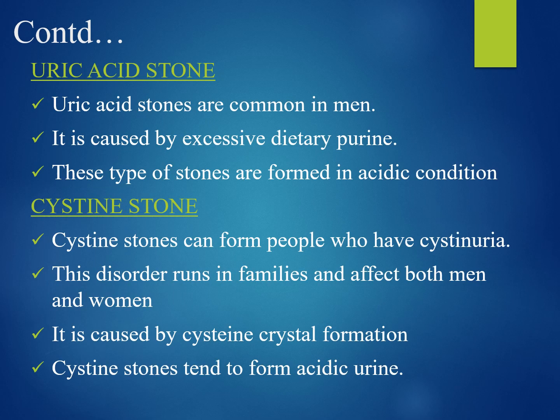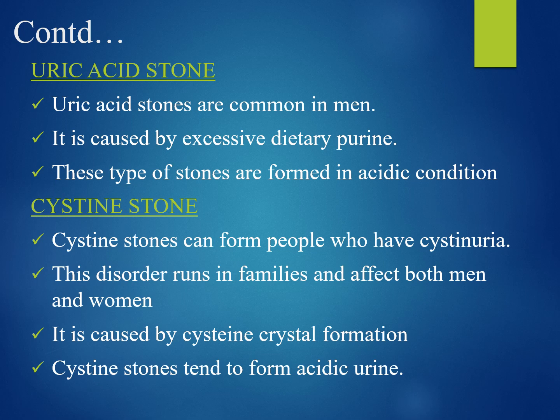The third type of stone is uric acid stone. Uric acid stones are more common in men. It is caused by excessive dietary purine. Uric acid stones are formed when the purines are degraded into uric acid. When the dietary intake of purine is high, obviously the uric acid is also elevated. So uric acid is one of the major causes of this uric acid stone. This type of stone is formed in acidic condition.